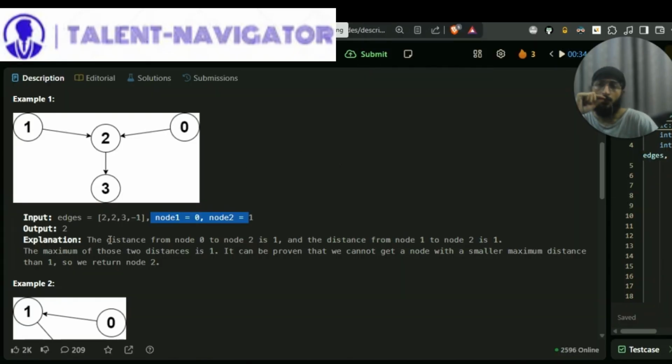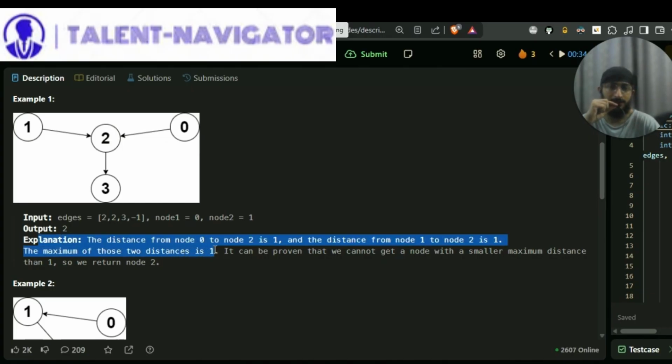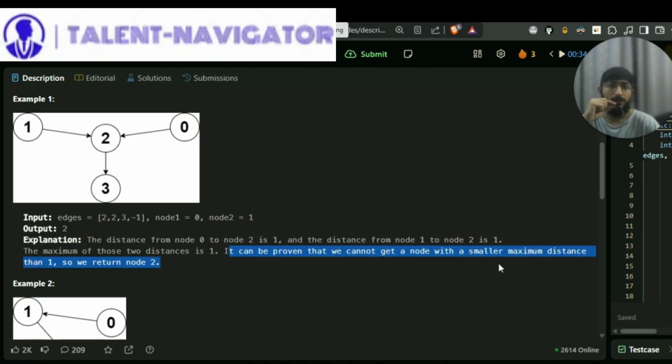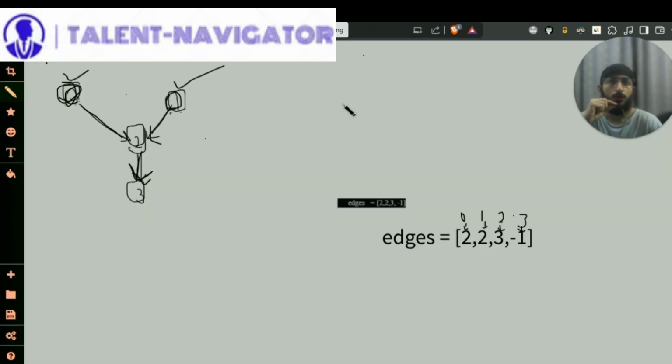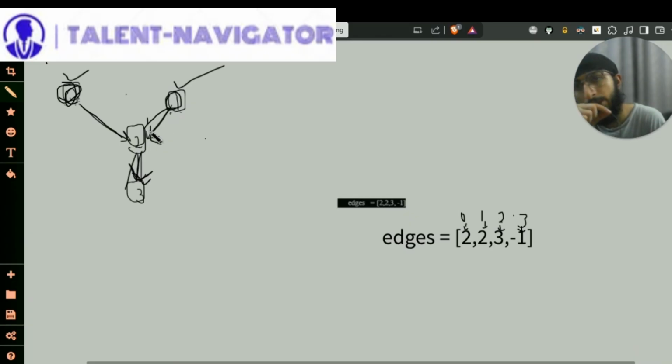So the distance from node 0 to node 2 is 1, and the distance from node 1 to node 2 is 1. So you see that the distance from node 0 to node 2 is 1, and the distance from this to this is 1. The maximum of those two distances is 1. It can be proven that we cannot get a node with a smaller maximum distance than 1, so we return node 2.